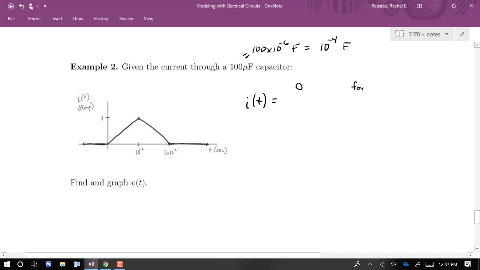0, t less than 0. Then from 0 to 10 to the negative 2, we've got a linear function that goes to the origin, so it's just a constant times t, and the rise over run is 1 over 10 to the negative 2, so that's 10 squared or 100. So this is 100t.